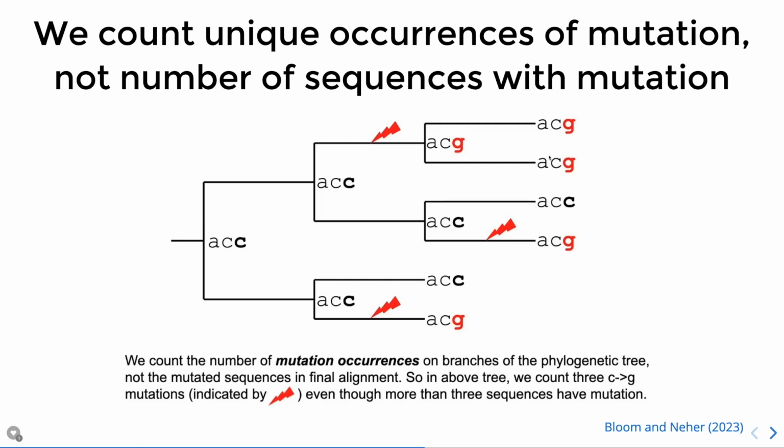What we really want to ask is how many times did that mutation occur and spread at least once to be sequenced, versus what's expected. So we're counting these lightning bolts. We're counting the occurrences of mutations, not the mutation frequency in the final alignment. So here we would count 3.